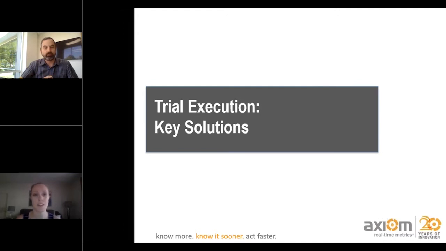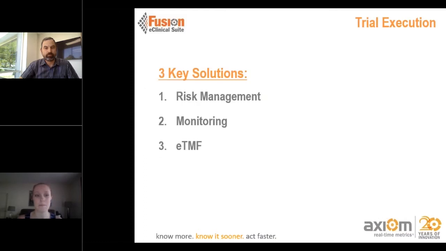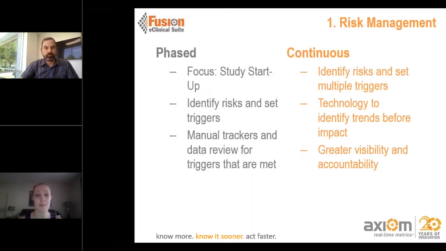Absolutely. And what we're going to talk to you today are some key solutions. So 3 different pieces of technology and how each of those we can approach them differently. The 3 solutions are the risk management, monitoring, and eTMF. So we'll start with our risk management.